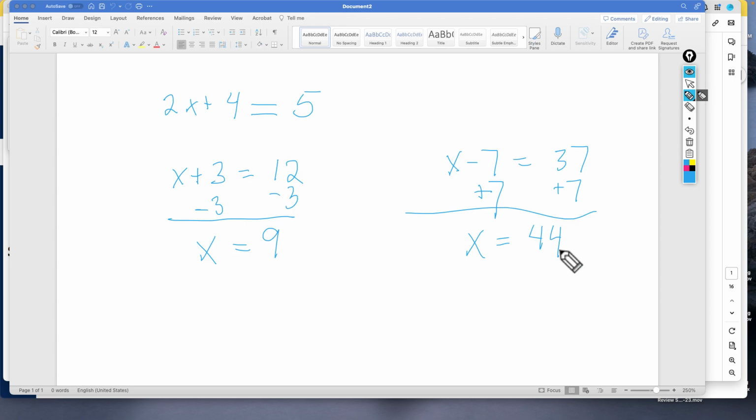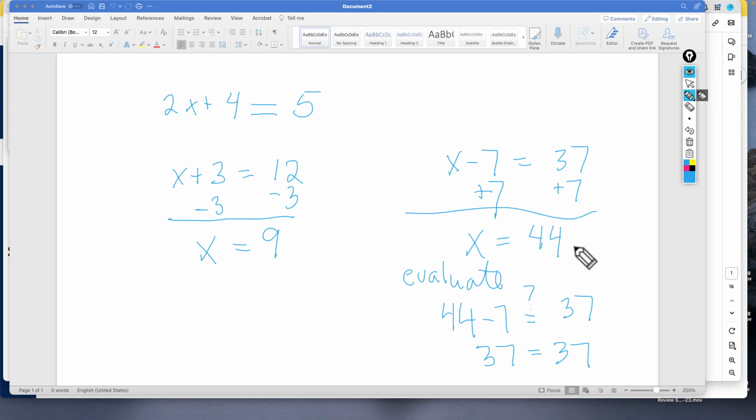We could plug it back in. We could test it. So we could evaluate, plug it back in, 44 minus 7, and I always put the equal sign with the question mark. Does it equal 37? 44 minus 7, that's 37. Yes, 37 is equal to 37. So we kind of see that that's the right answer. Okay, so these are called one-step problems. So notice we take one step and we're done.